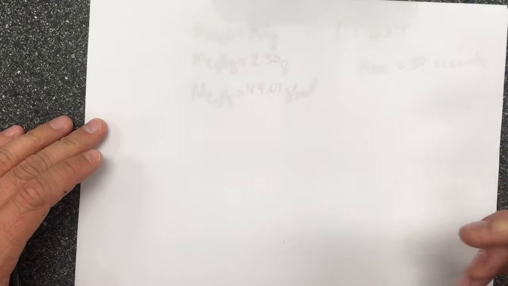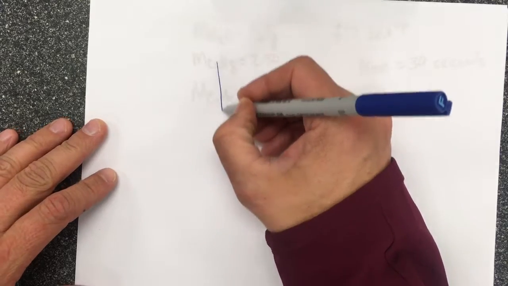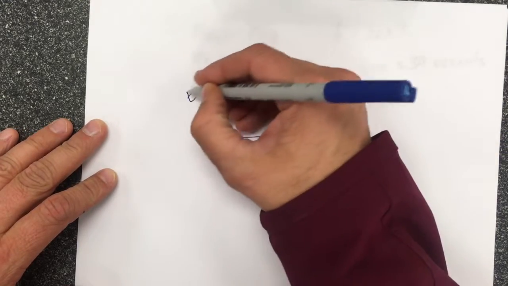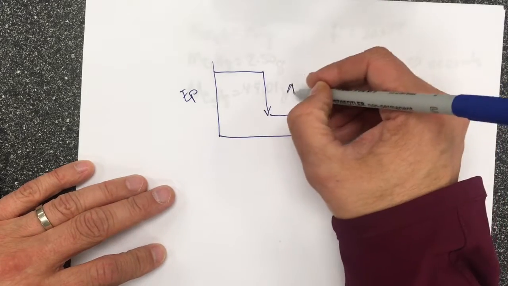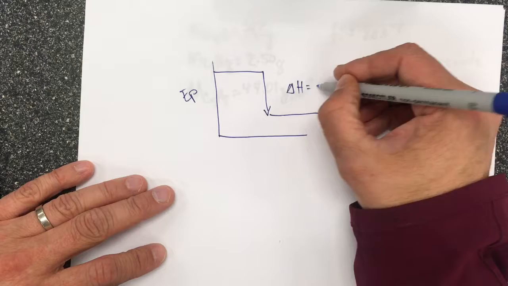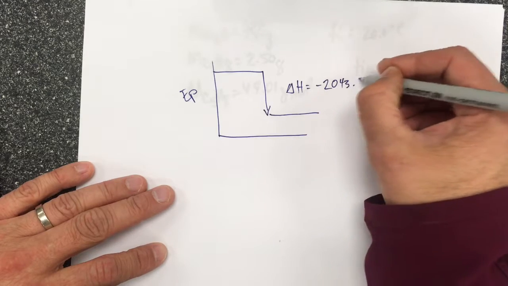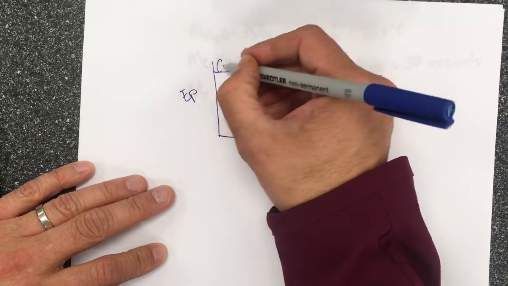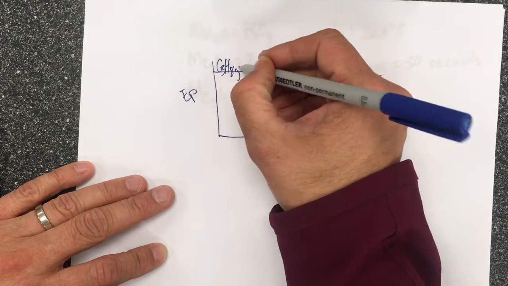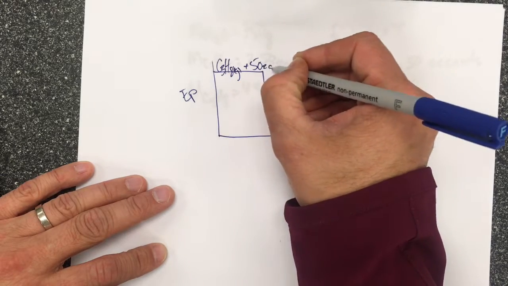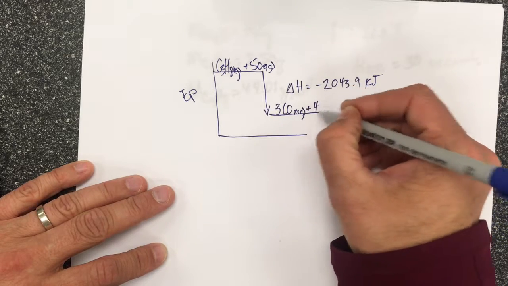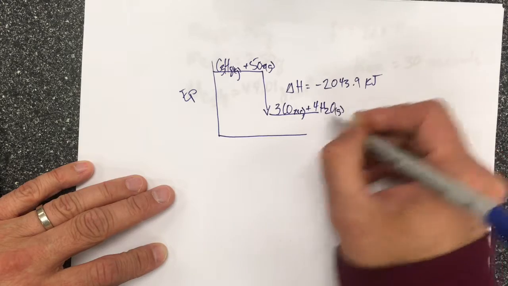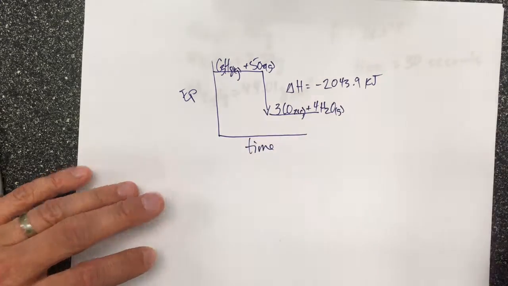Okay, so the first thing they want is a graph of the reaction. So our EP is going to step down because the enthalpy that we calculated using Hess's law was negative 2043.9 kilojoules. That was for 1 mole of propane and 5 moles of oxygen, and 3 moles of carbon dioxide gas and 4 moles of water vapor. And so the reaction occurs over time.